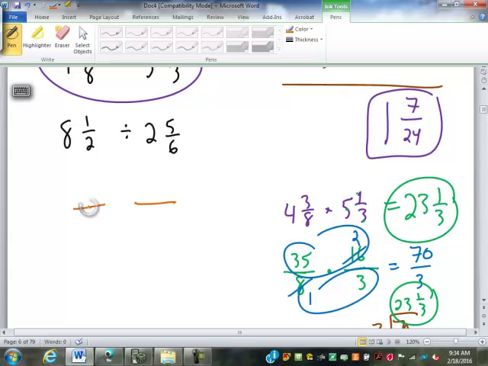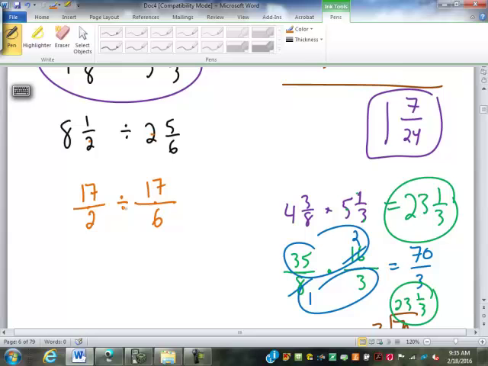This is going to become 17 over 2. The denominator stays the same. This is going to become, well, 17 over 6, right? 2 times 6 is 12 plus 5 is 17. Over 6. Now can I cross cancel here? No, well, there's nothing that would cross cancel anyway.